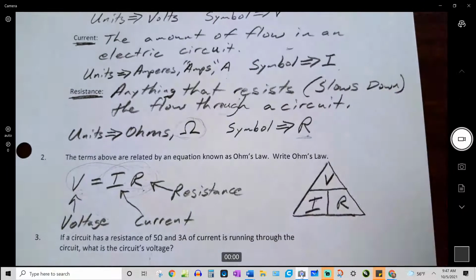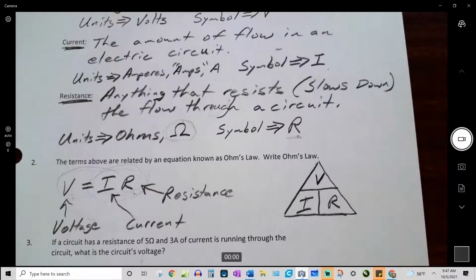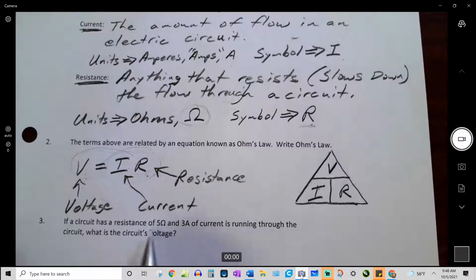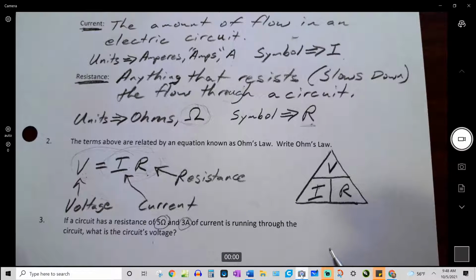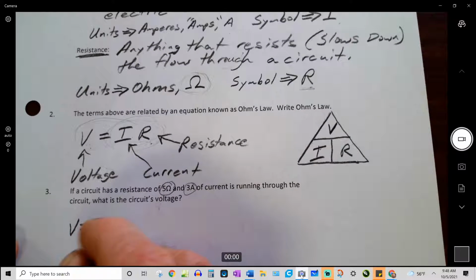So use the triangle if you want, do it however you want, but you'll need to know Ohm's law and be able to solve for these two things. Here's a little bit of practice. A circuit has a resistance of 5 ohms and 3 amps of current is running through the circuit. What's the voltage? So I'm going to just write the formula again.